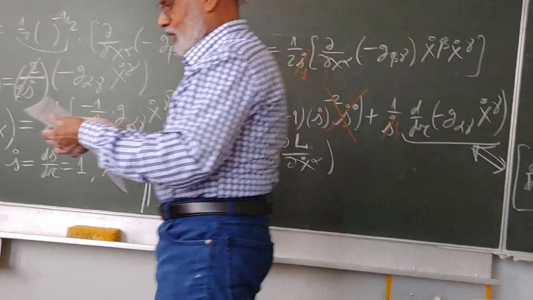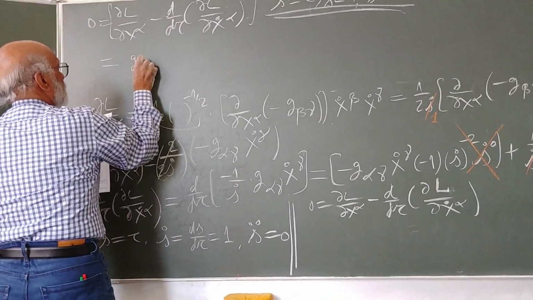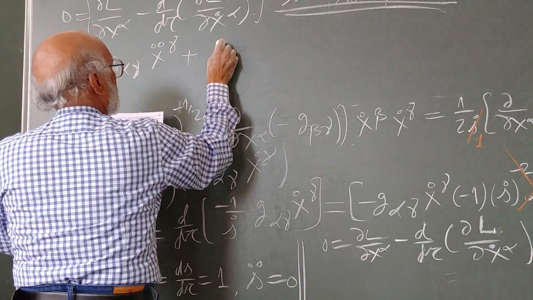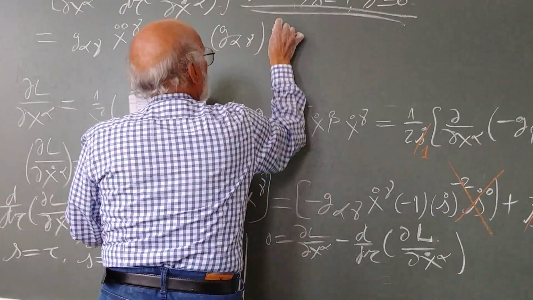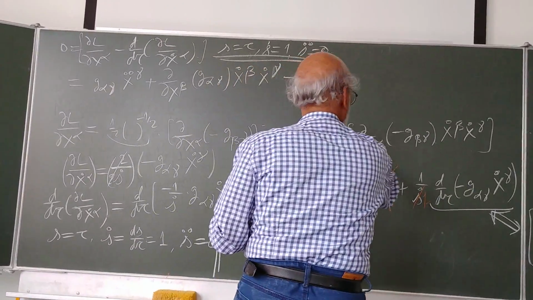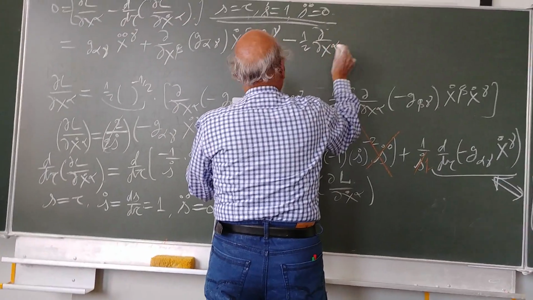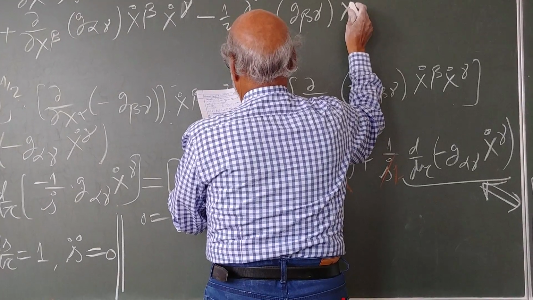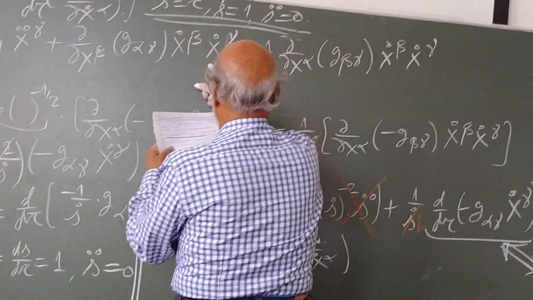So I collect all these things back here, and what I get is the following: g alpha gamma x gamma double dot plus del over del x beta of g alpha gamma into x beta dot x gamma dot, minus 1/2 of del over del x alpha of g beta gamma into x beta dot x gamma dot. So one term, another term, and another term.